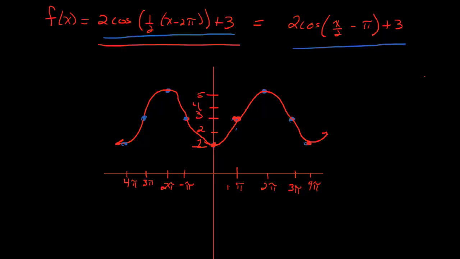I just want to make sure that we recognize that these critical points are going to be pi, comma 3. This one's going to be 2 pi, comma 5. This will be 3 pi, comma 3. And this will be 4 pi, comma 1.